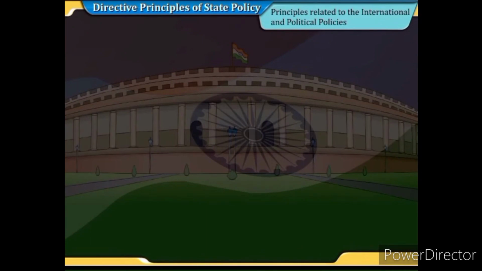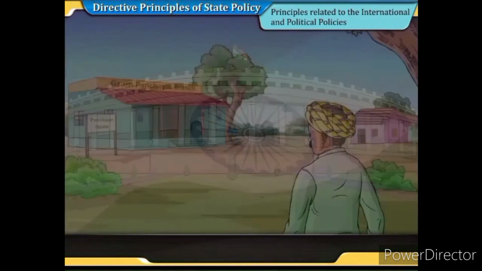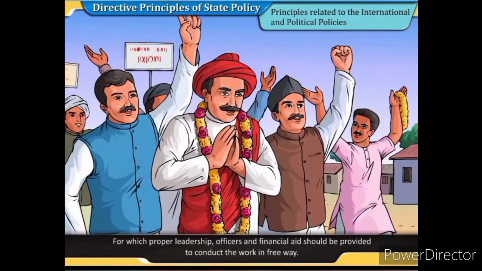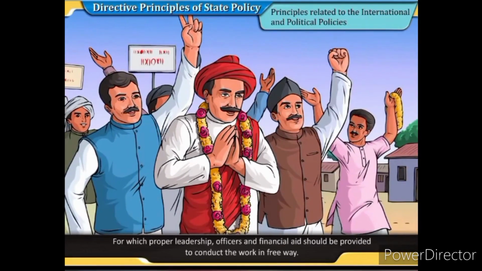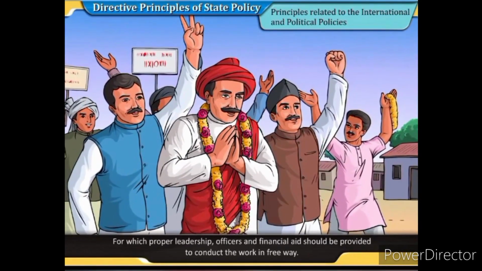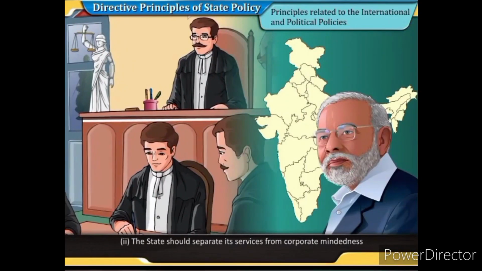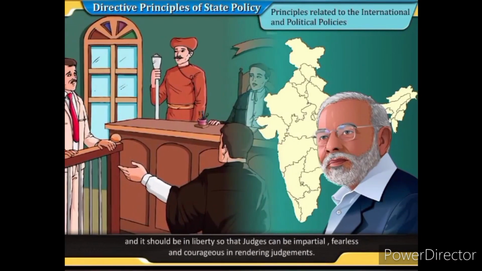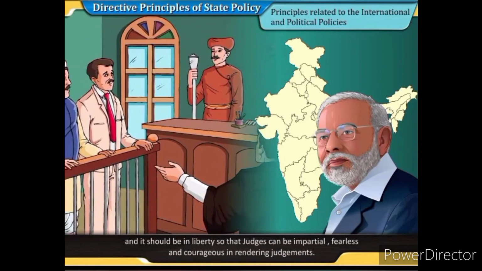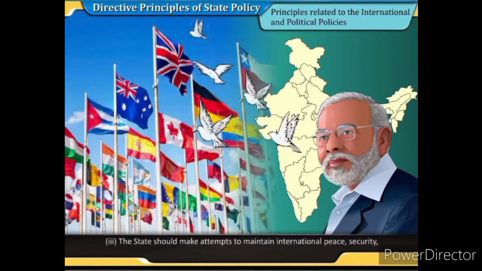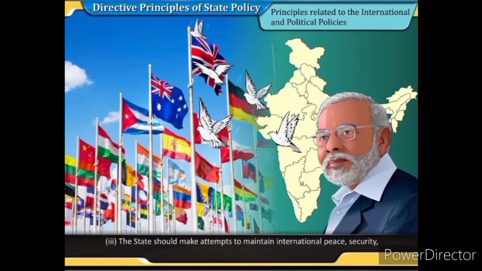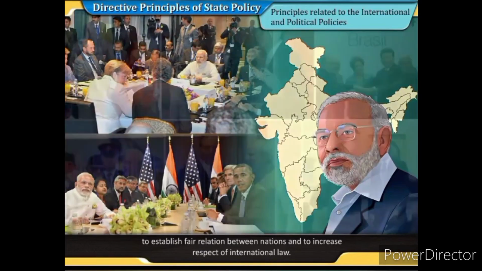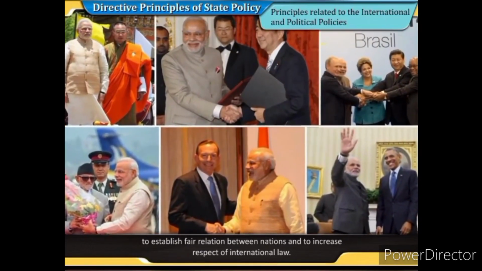Principles related to international and political policies. Panchayati Raj should be established by the state, for which proper leadership, officers and financial aid should be provided to conduct the work freely. The state should separate its judicial services from the executive and keep them independent so that judges can be impartial, fearless and courageous in rendering judgments. The state should make attempts to maintain international peace and security, to establish fair relations between nations and to increase respect for international law.